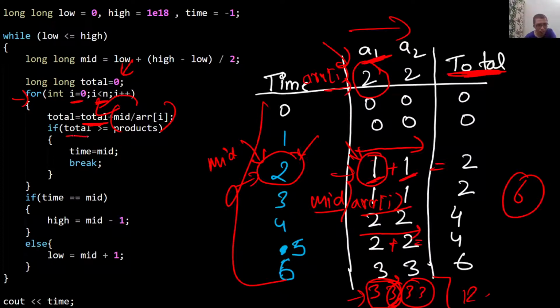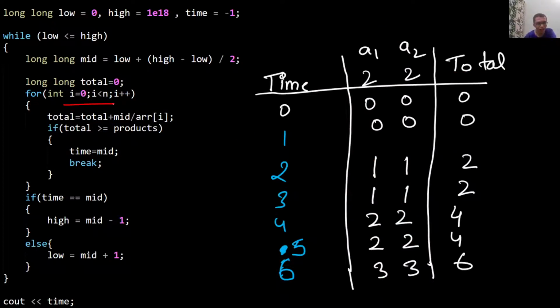So if the total is greater than or equal to the products at any point while iterating through this array, if my total becomes greater than or equal to products, then time would now store mid. This value would now be stored in this answer, this time, right? And after this, simply break this loop somewhere in between, where we have found the total to be more than or equal to products, right?